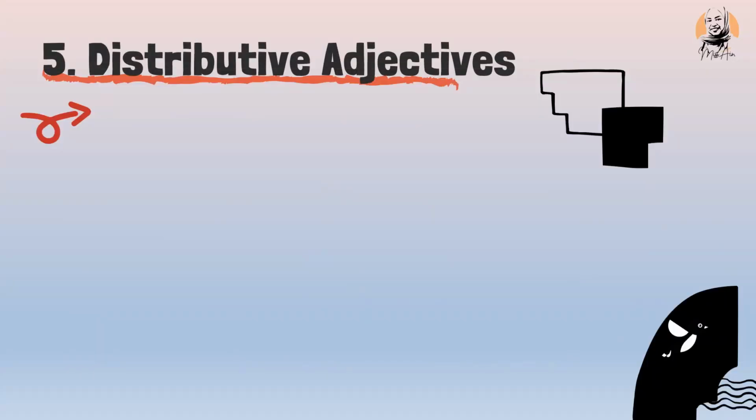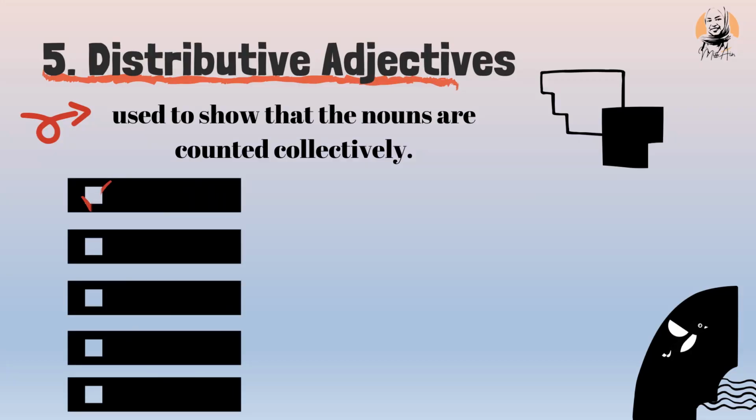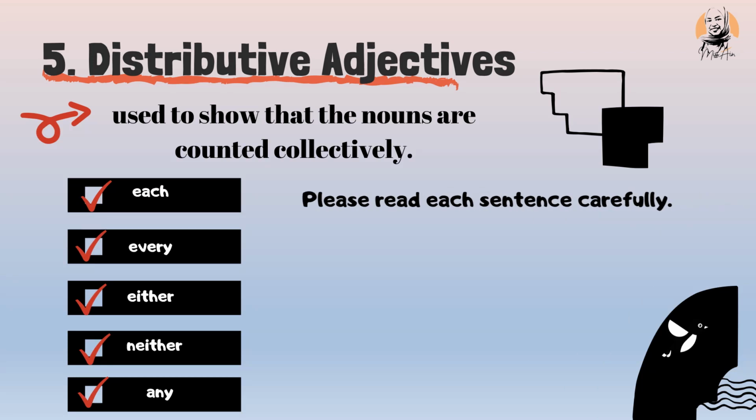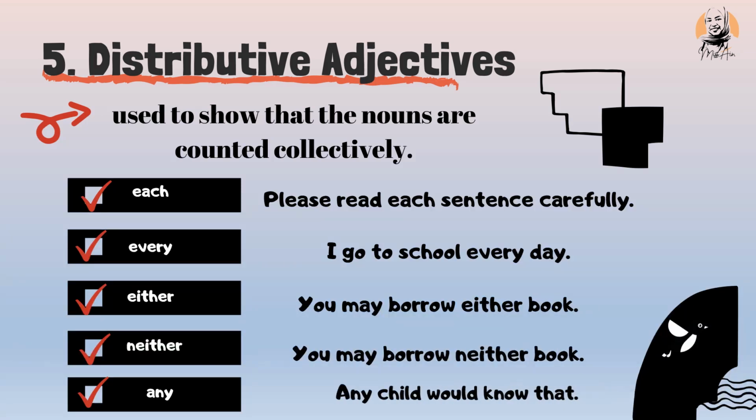The next type of adjective is called distributive adjective. Distributive adjectives are used to show that the nouns are counted collectively. Please bear in mind that usually you use singular noun with distributive adjective. Let's look at the examples. Each, every, either, neither, any. For example, please read each sentence carefully. Never say, please read each sentences carefully. And then, I go to school every day. You may borrow either book. You may borrow neither book. Any child would know that.